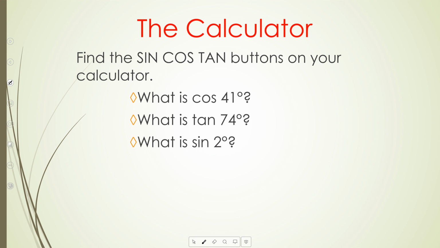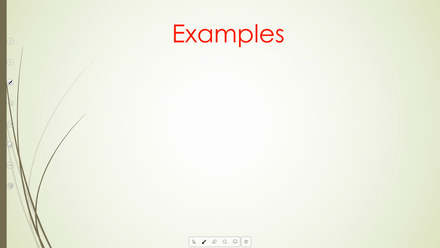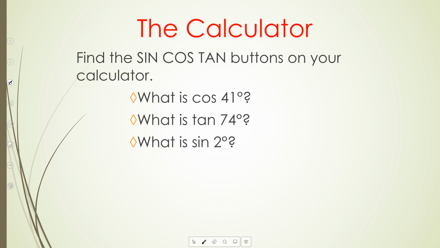All right, let's play with the calculator a little bit. Find the cosine button on your calculator, type in the cosine of 41 degrees, and see what you get. 0.7547, yes? Good. So everybody got the same answer, so we're all in degrees mode, right? Say it again, Karen. Yeah, cosine of 41. We'll stop there. 0.754 is good.